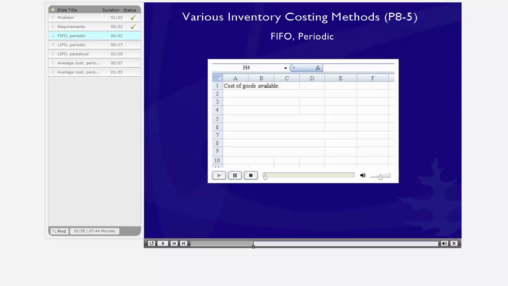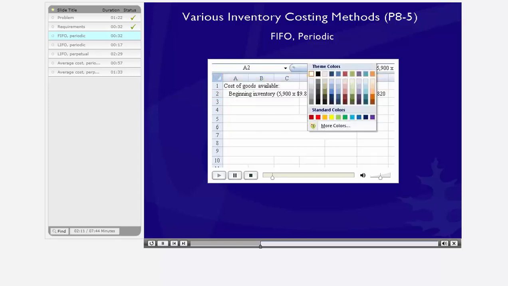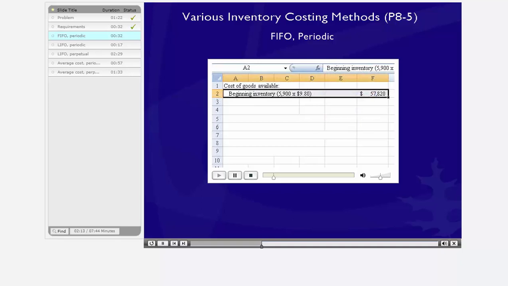Alright, well, let's tackle the first one, which is calculated using FIFO in a periodic system. And we'll first compute cost of goods available. And I worked this ahead of time just to save some time in the demo, but I'll bring it to light. Alright, so to compute cost of goods available, we know we had beginning inventory of 5,900 units times $9.80 for $57,820.